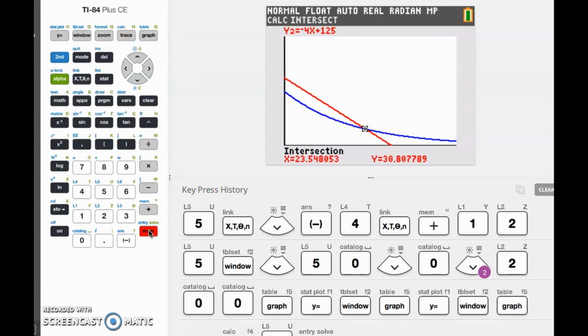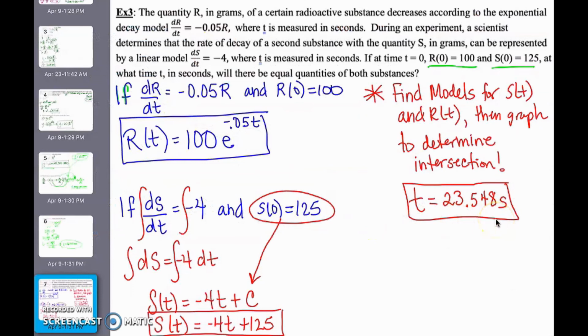And the calculator tells me that the intersection happens, remember x is t, right? So the intersection happens at t equals 23.548 seconds. Three places here for the AP test. All right, so that's going to be the solution that I'm going to write down here on my paper.